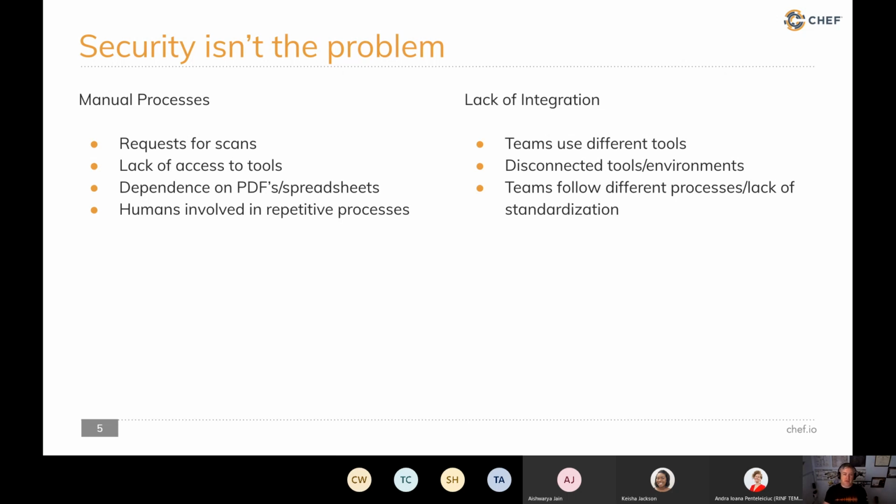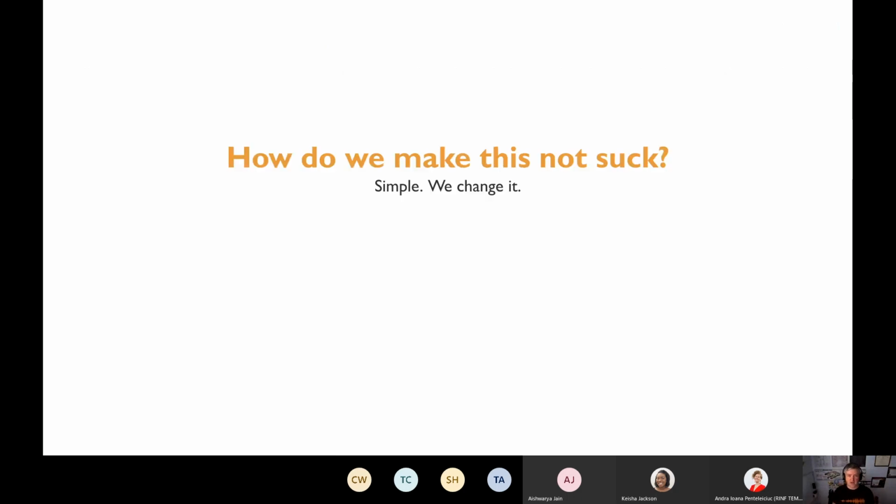So when we look at this, right, there's these different things that we've kind of called out here. The developer not being able to run their own scans or not being able to automate the scans, the data not being in a place where we can query it and integrate that data into other processes. All these things lead us to this conclusion that it's not the security people's fault, right? We have just crap processes. So how do we make this not suck, right?